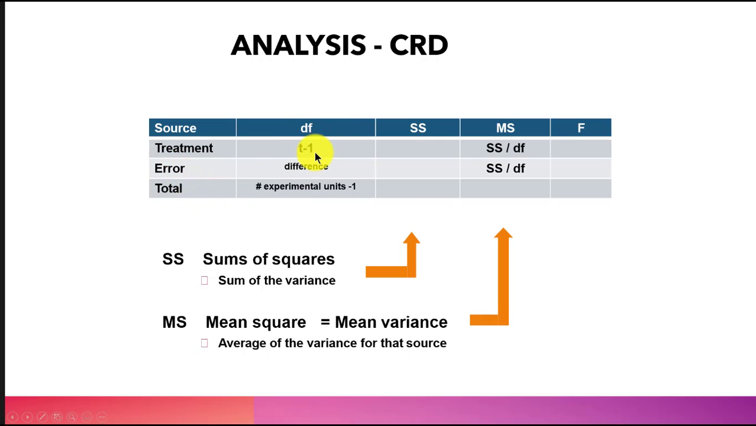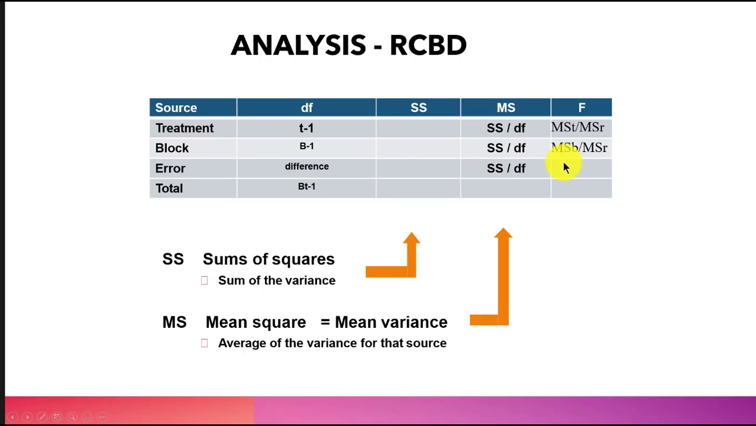So degree of freedom is treatment minus 1, and total degree of freedom is total experimental units minus 1. And I'll show you how to calculate sum of square later on in Excel. And then this is the formula to calculate MS, mean sum of square, and you can calculate the F value later on. And then this is how you calculate ANOVA for RCBD, where you have treatment, block, error and total as the source, and that is the degree of freedom, that is the sum of square, that is the mean sum of square, and that is the F value.